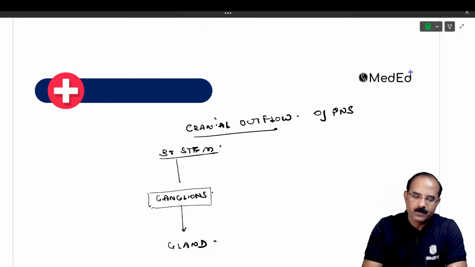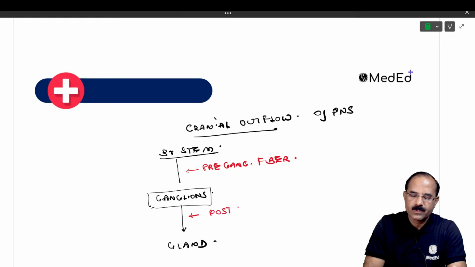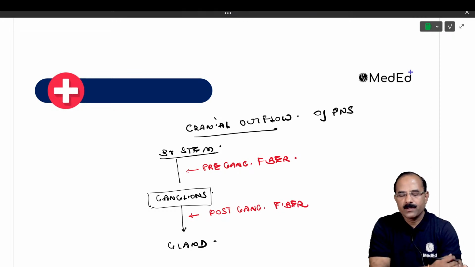What are these fibers known as? What do you call these fibers? These are known as the preganglionic fiber. Preganglionic fiber. This fiber is known as the postganglionic fiber. These are the preganglionic and the postganglionic fibers.